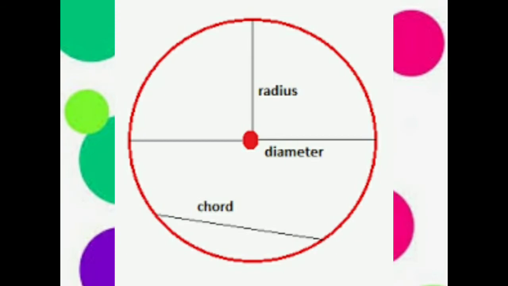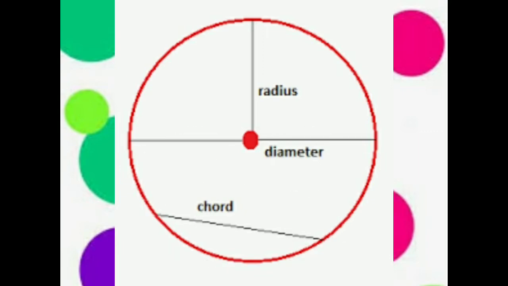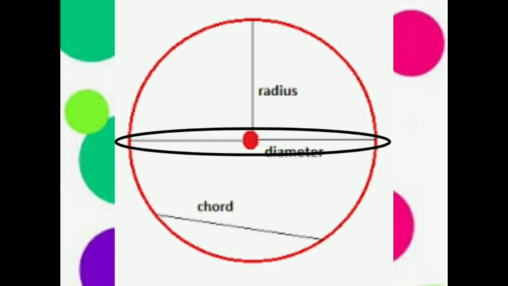Let's quickly revise the different parts of the circle that we just discussed. A radius is a line joining the center of the circle to any point on the circle. A chord is a line joining any 2 points on a circle. And a diameter is a chord passing through the center of the circle.